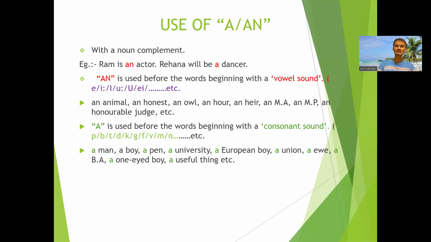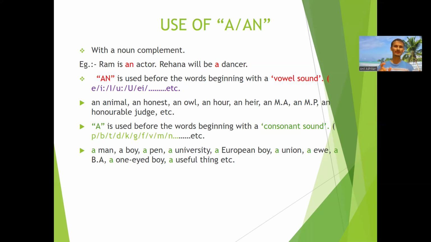A one-eyed boy, a useful thing, etc. In this way, be clear. I summarize three things. A is used with a singular, countable noun with an initial consonant sound. That is the thesis point.